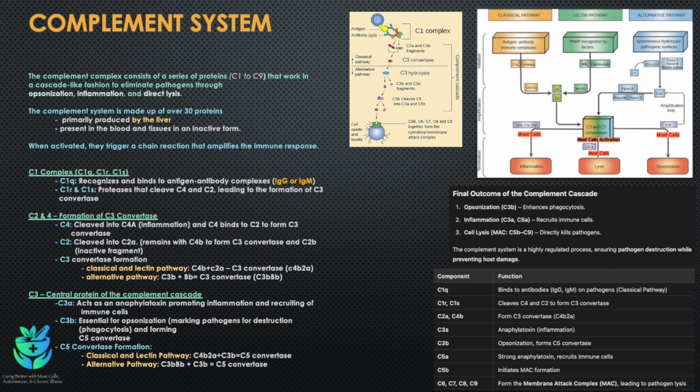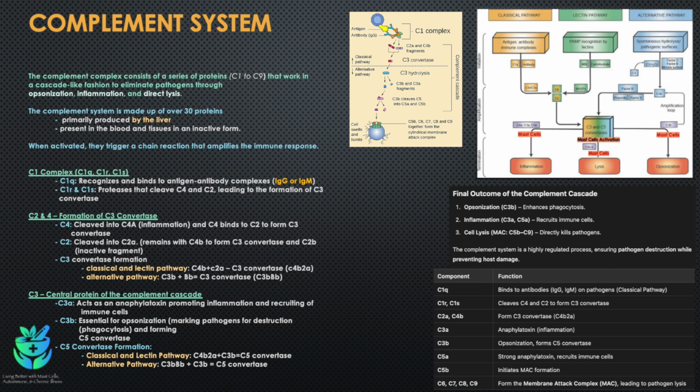So C1 basically recognizes and binds to antigens or antibodies that have IgG or IgM. This is part of the classical pathway. C2 through C4 create inflammation. C3 is a central protein in the complement cascade. C3a acts as an anaphylatoxin, promoting inflammation and recruiting immune cells. C3b is essential for opsonization, marking pathogens for destruction by phagocytosis, and forming C5 convertase.